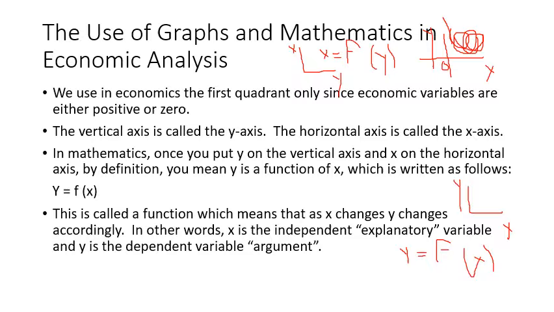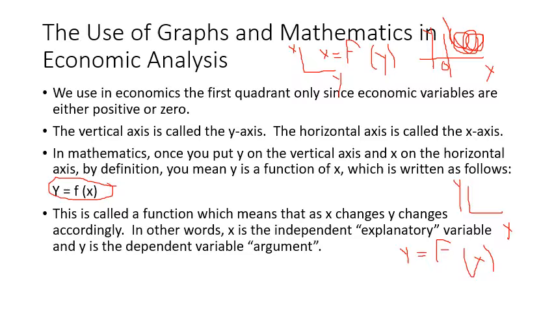In math, once you put y on the vertical axis and x on the horizontal axis, by definition, whether you like it or not, you mean that y is a function of x. سواء انت عايز او مش عايز, طالما انت y vertically يعني رأسي و x horizontally, it means that y is a function of x, which is written just like this. This is called a mathematical function. What does it mean? It means what is written here and only what is written here.